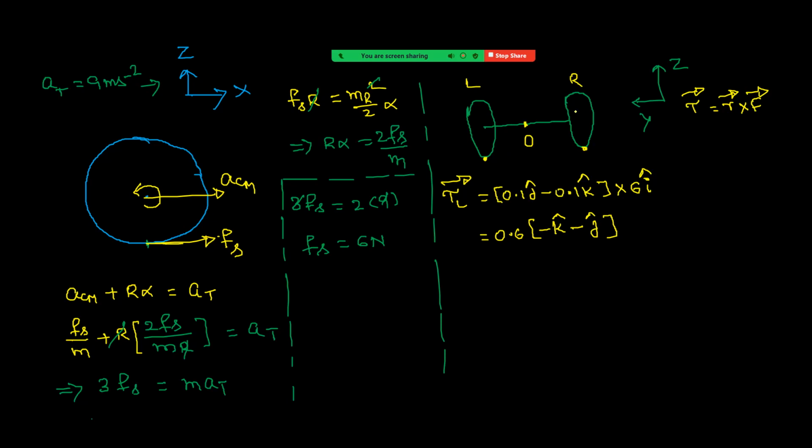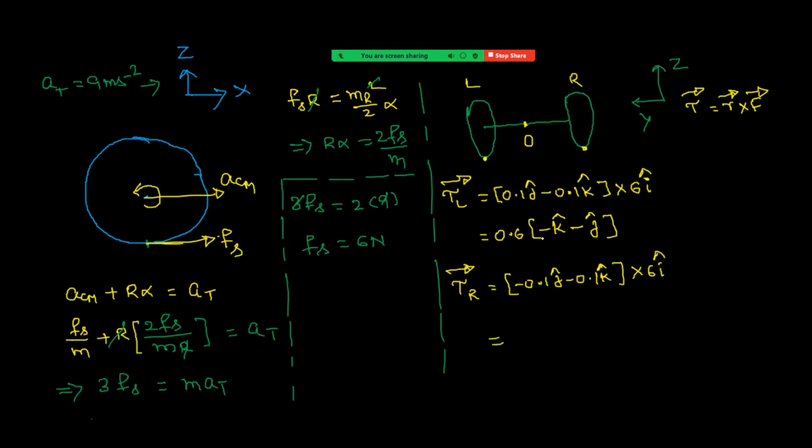Okay. Now coming to the right one. On the right one, see, the only change is now this is minus. Okay. Because we have taken left as y-axis. Right will be minus. So minus 0.1 J cap. And this remains the same. No change in that. Minus 0.1 K cap. Force as usual 6 I cap.